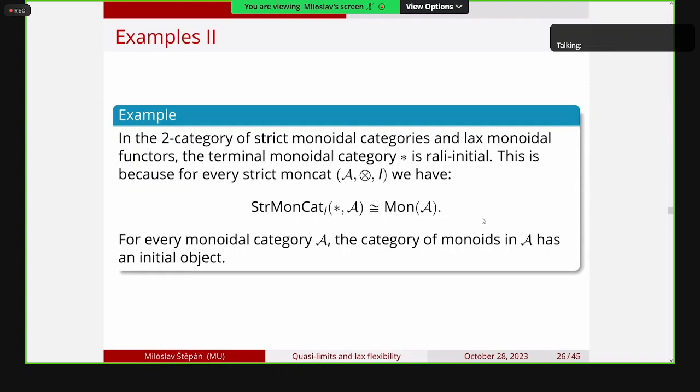And I have one example that's quite natural. You can consider the 2-category of strict monoidal categories and lax monoidal functors. And now I claim that the terminal monoidal category is actually Rali initial. It's definitely not an initial object or even bi-initial, but it's Rali initial because for every strict monoidal category we have the following isomorphism. The hom from the terminal into A, if you take lax monoidal functors, is isomorphic to the category of monoids in the monoidal category. And for every monoidal category, this category on the right side has an initial object that's given by the monoidal unit.